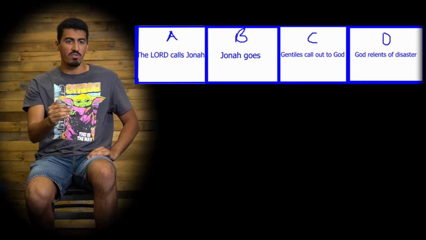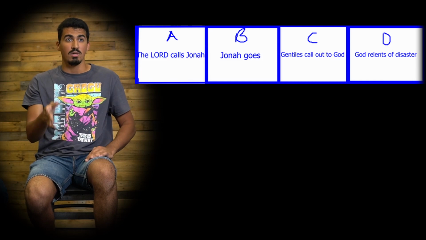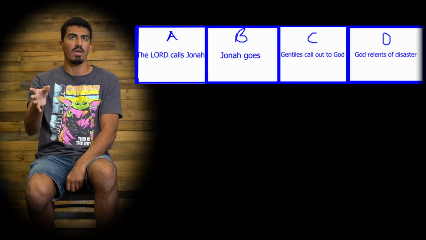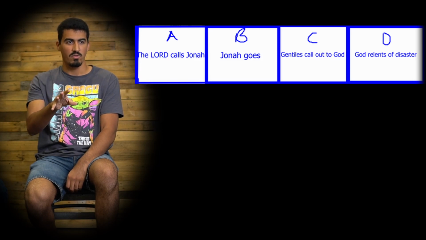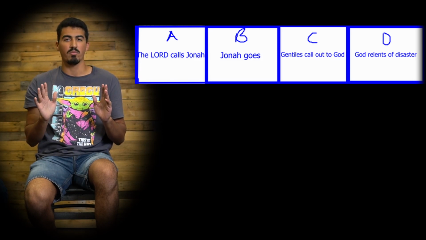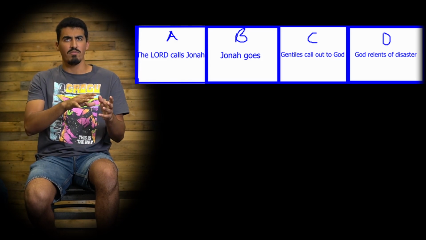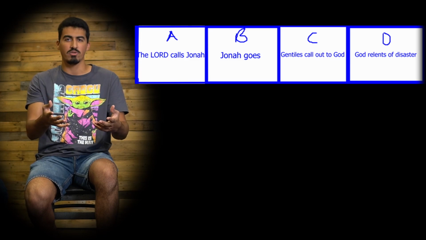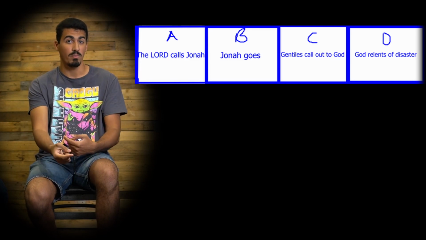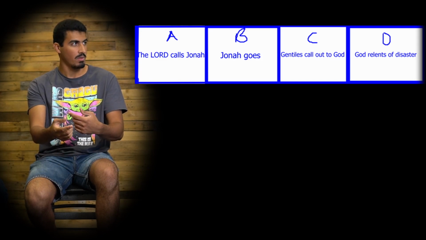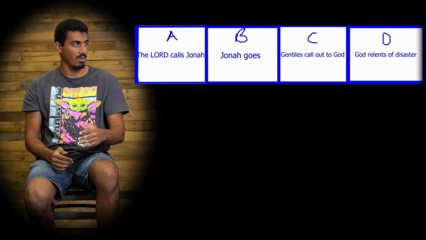Then, as the story progresses, you have the storm. The sailors are freaking out. What do we do? And then you have the sailors at the end of chapter 1 say, Lord, don't lay on us innocent blood. You, O Lord, have done as it pleased you. You have the Gentiles calling out to God. And then they throw him into the sea, and God relents of the storm, right? That would be the first instance, A, B, C, D, in a sense.